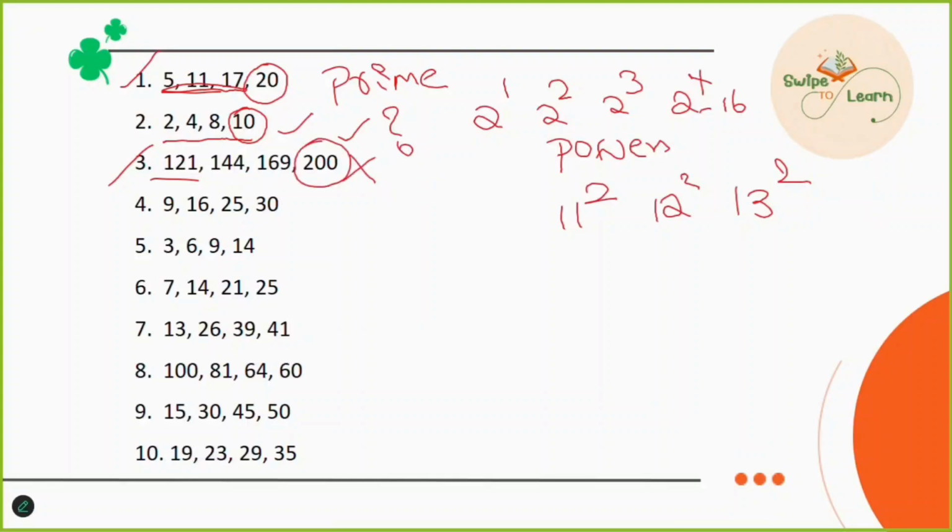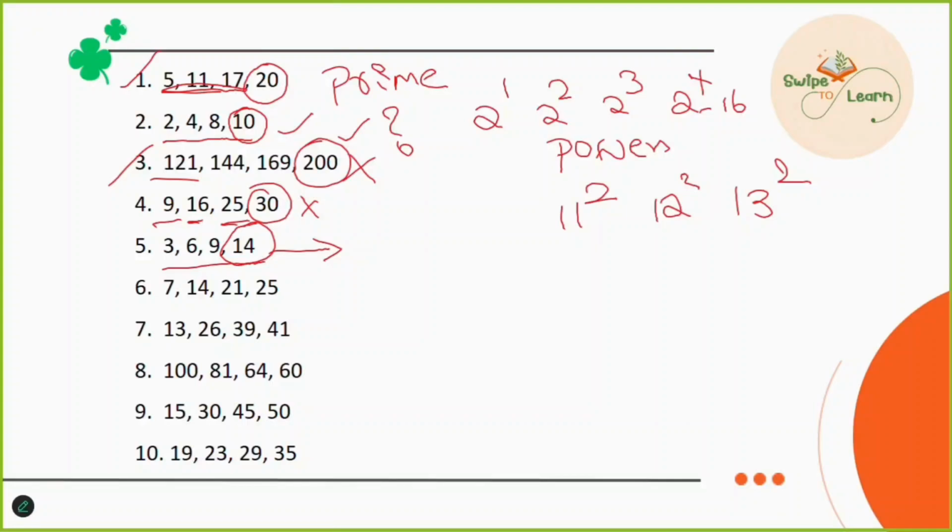Next, 9, 16, 25 and 30. Similarly, 30 is not a perfect square, whereas we have 3 square, 4 square and 5 square. Next, 3, 6, 9 and 14. This is where you can simply say the answer by looking at the options. So 14 is the odd man out because all others are multiples of 3.